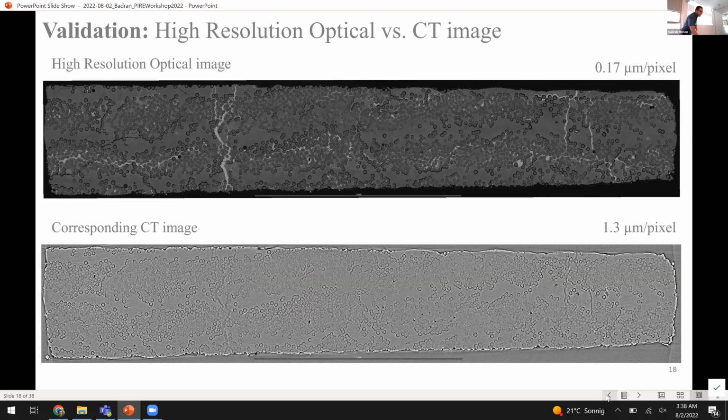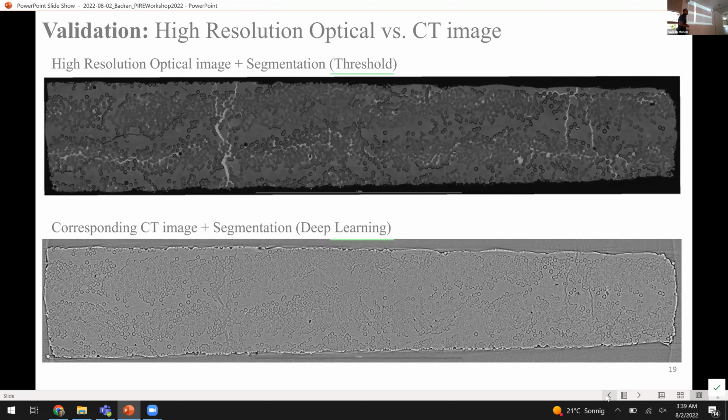So the next method here, this is work in collaboration with GE during the internship, is why don't we just take a really high resolution image of the same sample tested at the synchrotron, section it and take a high resolution image, and then overlay them together to see if the fibers that we can see from the high resolution match the fibers that we see in CT.